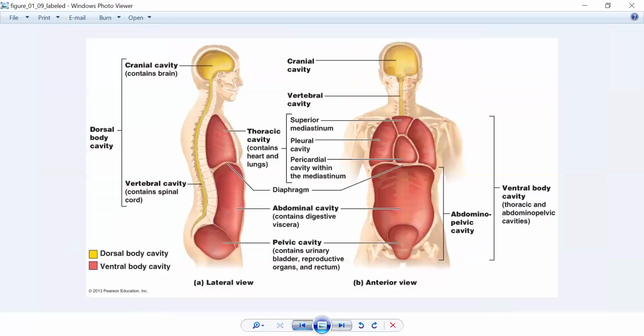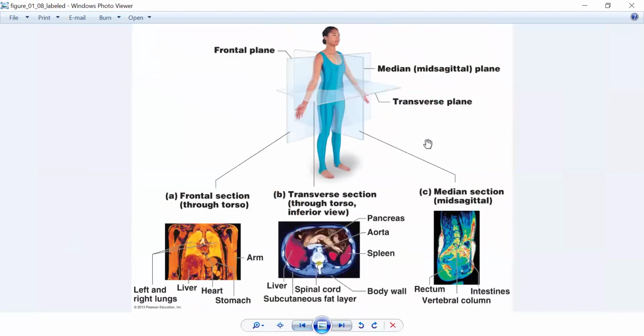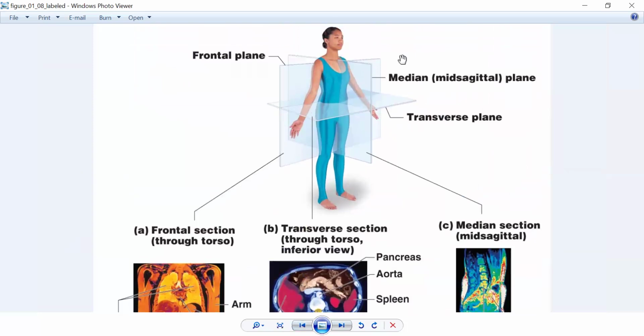All right, let me look at these body cavities. Well, let's start right here in this picture. So you're looking at a person in the drawing. They're in the anatomical position, which means the feet are shoulder width apart. The arms are to the side in a supine position, which means the palms of the hands are facing forward.